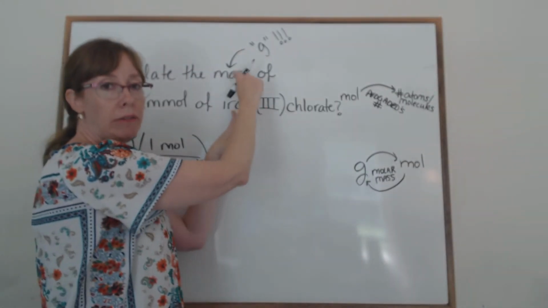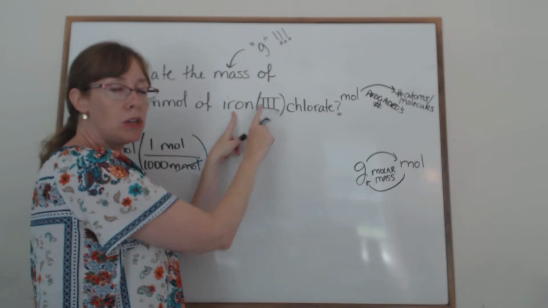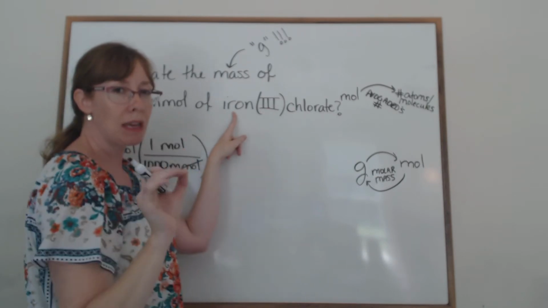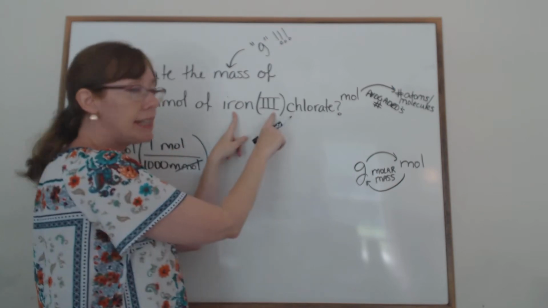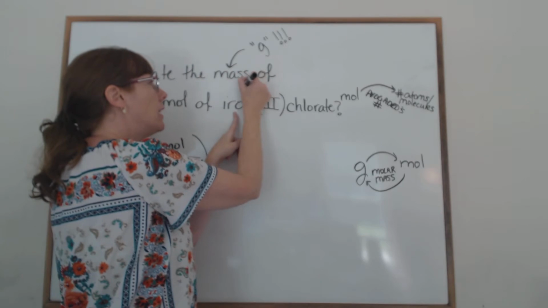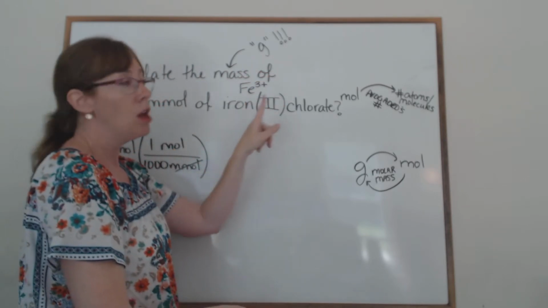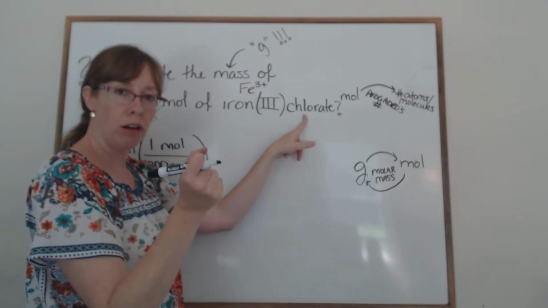How I would do it is just write it right above. Iron 3, what is that 3 telling you? Don't make the mistake that it's telling you something about the subscript. It's not. It is telling you the charge on the iron. So iron 3 is the Fe3+ cation.